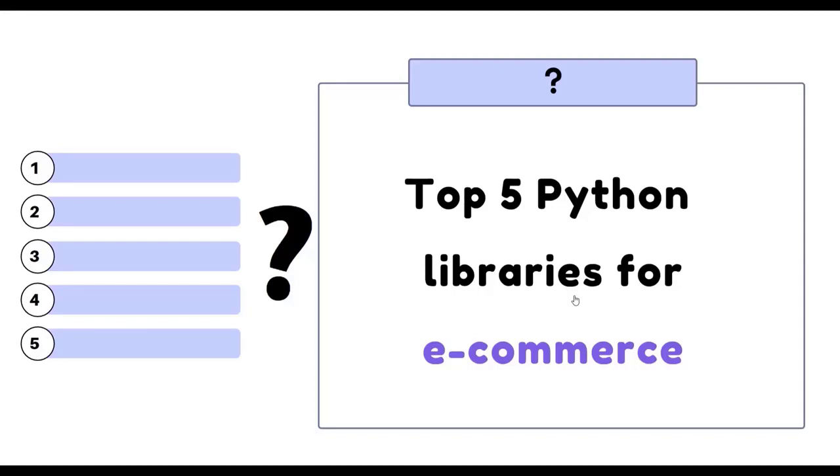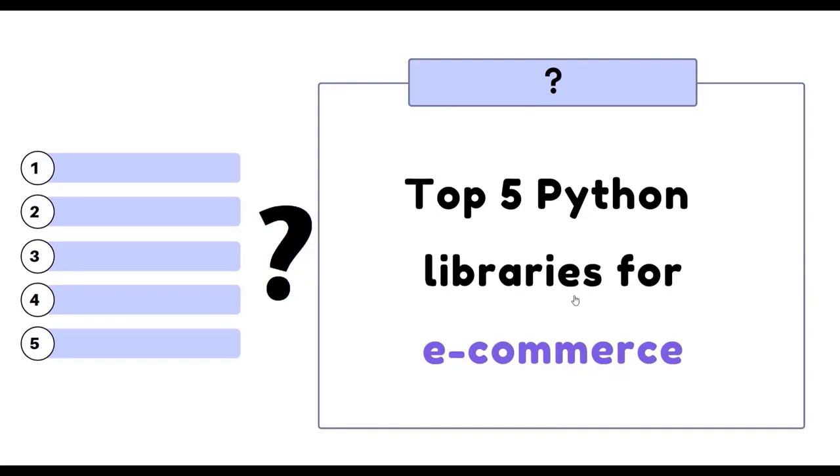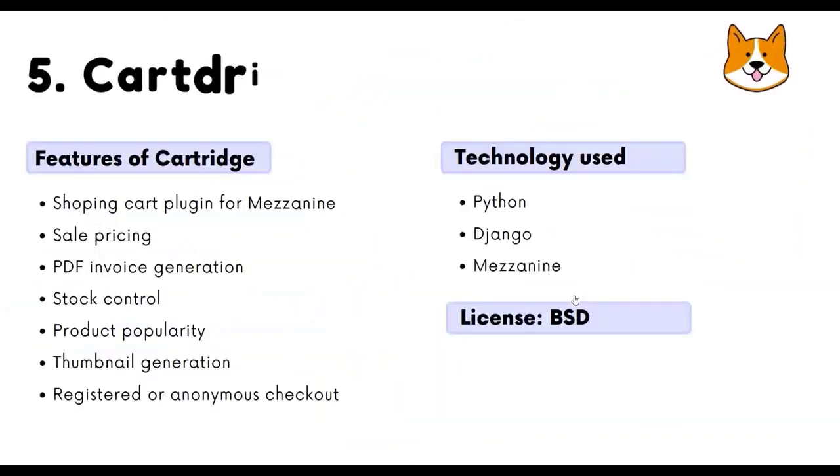Today we are going to go through the top 5 Python libraries for e-commerce. So when it comes to the fifth one, we have Cartridge in the 5th place.